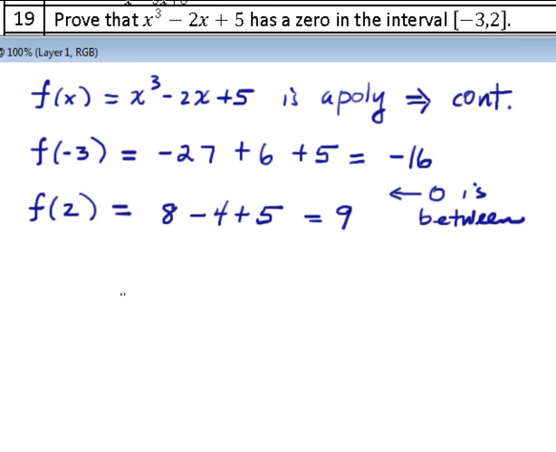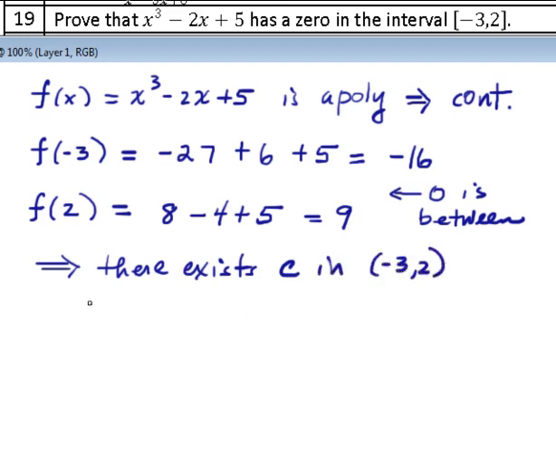And the function's continuous, so that means that there exists c in minus 3, 2 such that f of c is equal to 0. And we're not asked to find what c is equal to, all right, just that it exists.